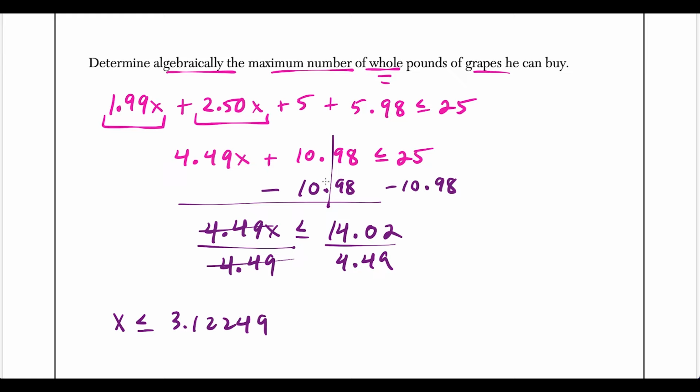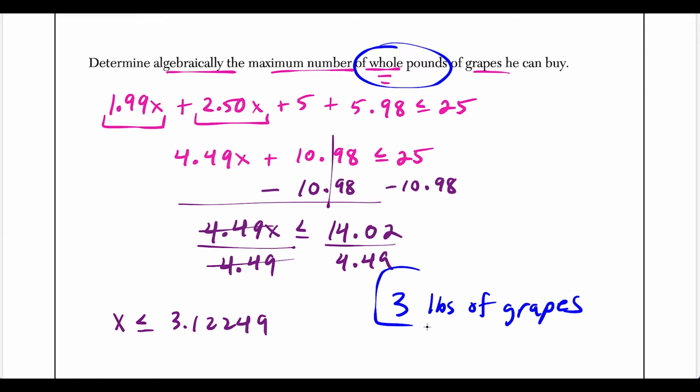3.12249. But now we just have to make sure we answer this question. Determine algebraically the maximum number of whole pounds of grapes he could buy. So here, Jonathan can buy 3 pounds of grapes, and we'll abbreviate pounds with LBs like this.